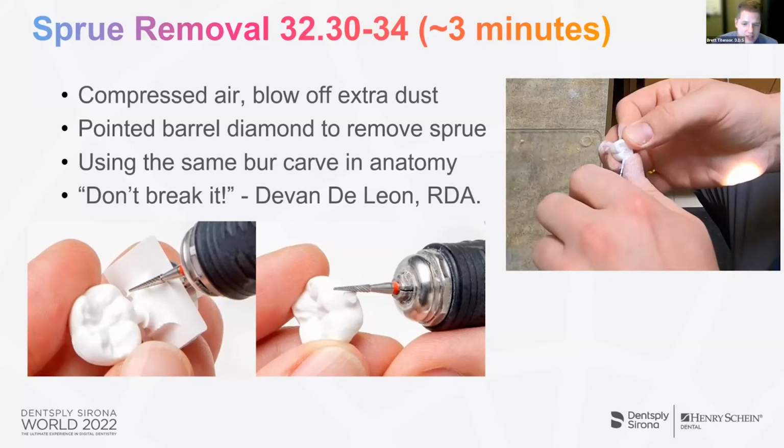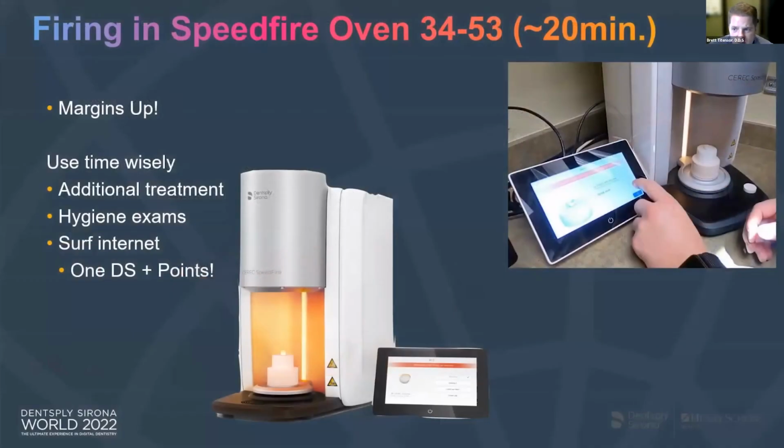The milling unit, the milled crowns, they come out nice. I think they can come out even better if you just spend a little bit of time carving in some additional anatomy to make these look like they're coming straight from your high-end lab. It doesn't take much, but it goes a long way. And now we put it in the Speedfire oven. This number 30 or number 19 took 19 minutes, 58 seconds. So that's from start to finish.